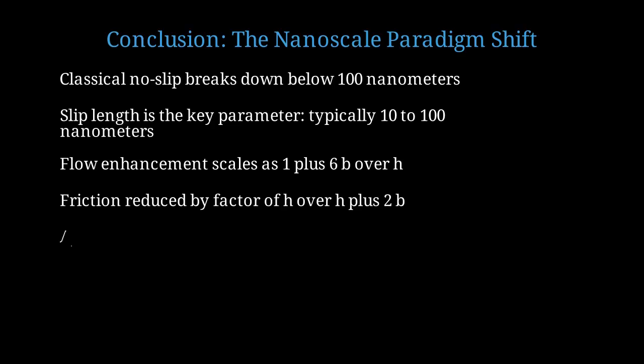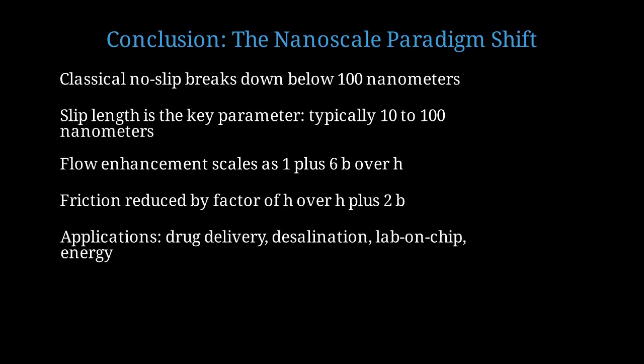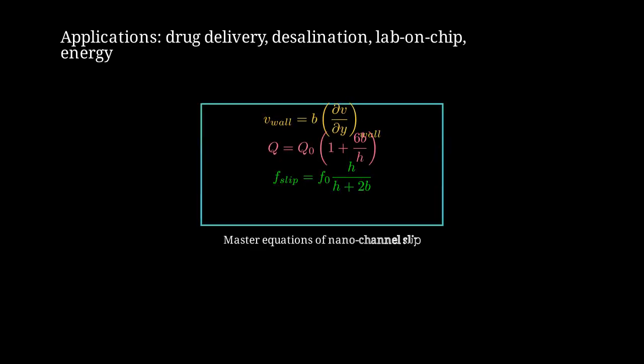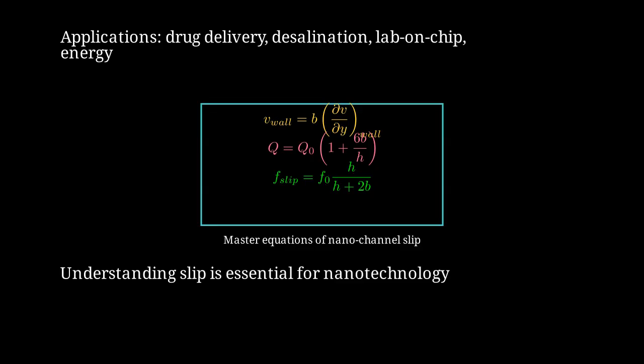Friction is reduced by the factor h over h plus 2b, enabling more efficient transport with less energy dissipation. These effects have profound implications for drug delivery, water desalination, lab-on-chip diagnostics, and energy applications. These three master equations capture the essence of slip and nanochannels: the slip boundary condition, flow enhancement, and friction reduction. As we engineer devices at ever smaller scales, understanding and exploiting slip phenomena becomes absolutely essential for accurate predictions and optimal designs.